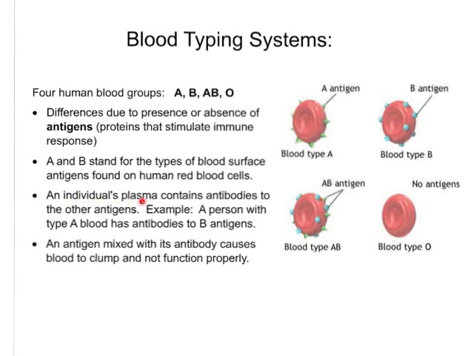So an individual's plasma contains antibodies to the other antigens. For example, if a person is blood type A, their plasma has antibodies to the B antigens. An antigen mixed with its antibody causes the blood to clump and not function properly. So it's very important that when blood transfusion happens, people receive the correct blood type.